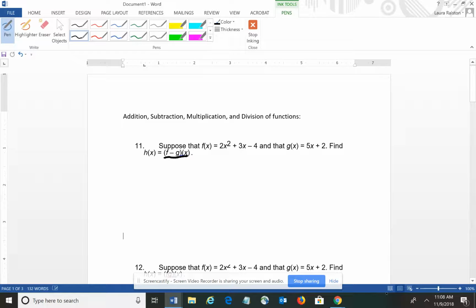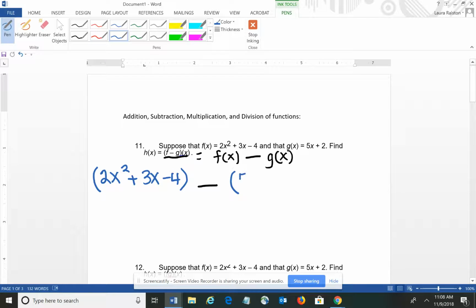This is the indication of the operation. And basically what you have to do then is we're going to substitute x into function f, get an answer, x into function g, get an answer, and then subtract the results because that's the operation indicated in the notation. So if I substitute x into function f, I have 2x squared plus 3x minus 4. If I substitute x into g, I get 5x plus 2, and then I want to subtract those two things.